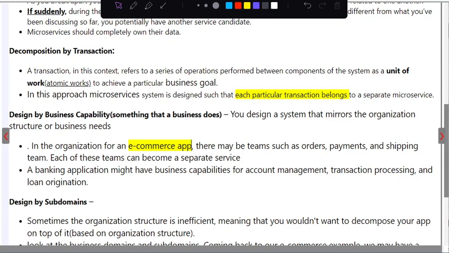Suppose a banking application might have business capabilities such as account management, transaction processing, and loan organization. Those can be the different features. So we can map our business problems to microservices as business capabilities.